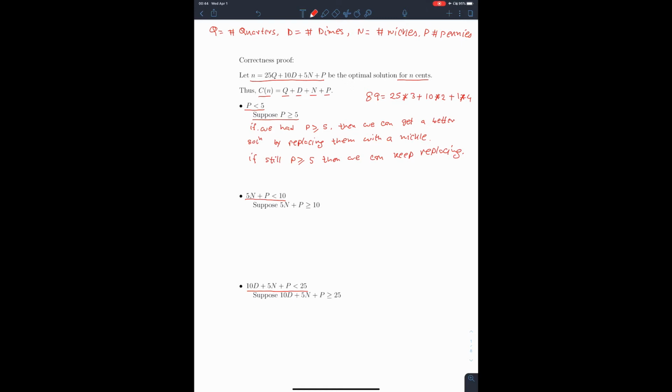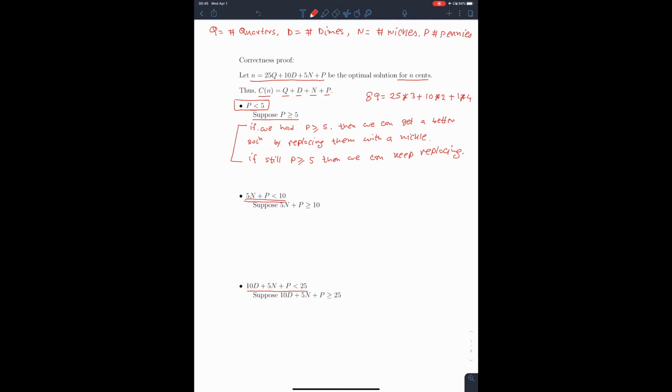If you remember, before going to use any penny, we try to use nickel. So this is what we were doing. So in that case, our solution will never give a solution when the number of pennies is greater than or equal to 5. Using our strategy, we will always get 5n plus p less than 10.